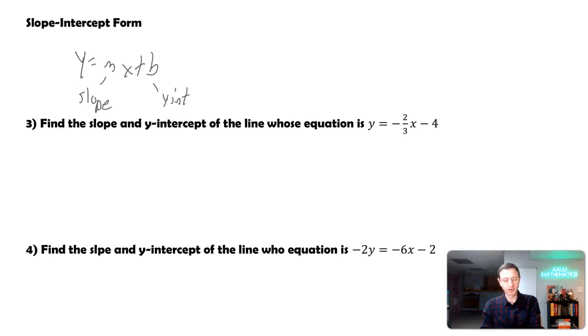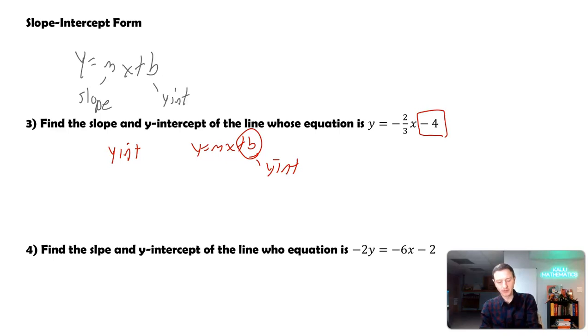So in this first equation, number 3, find the slope and y-intercept of the equation y equals negative 2/3 x minus 4. So in slope-intercept form, y equals mx plus b, b is the y-intercept. So in this equation, the y-intercept is negative 4. That's that b term. And then the slope is just that negative 2/3.